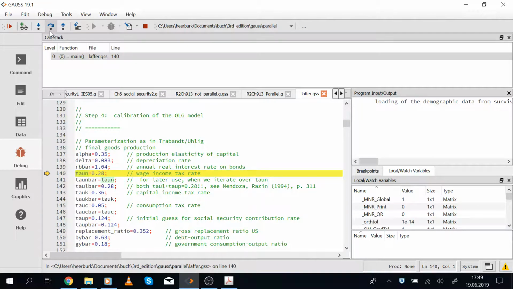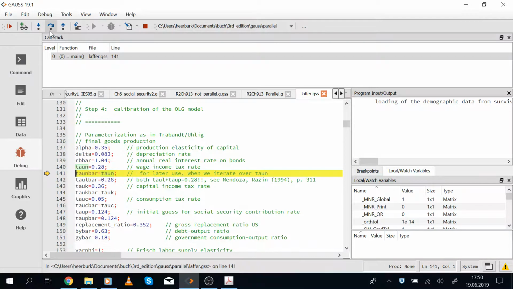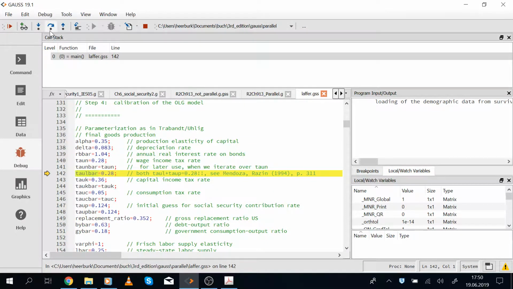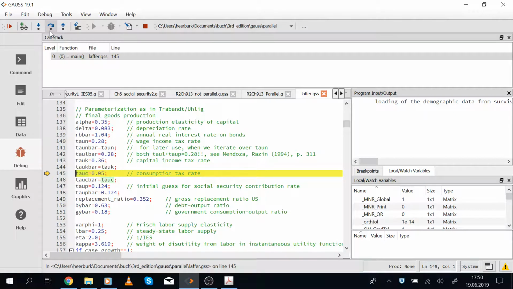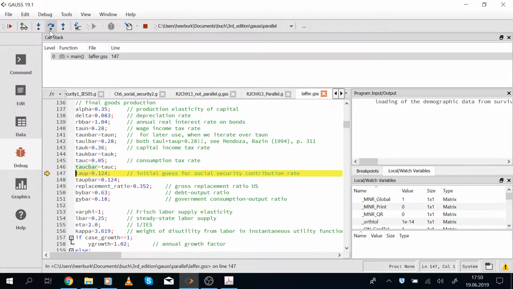The wage tax plus the social security contribution rate is equal to 28%. This is stored in tau L bar as well. The capital income tax rate is 36%, and the consumption tax rate amounts to 5%. We use tau p as our guess for the social security contribution rate of 12.4%.